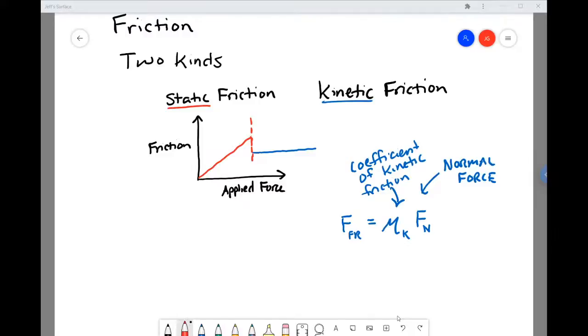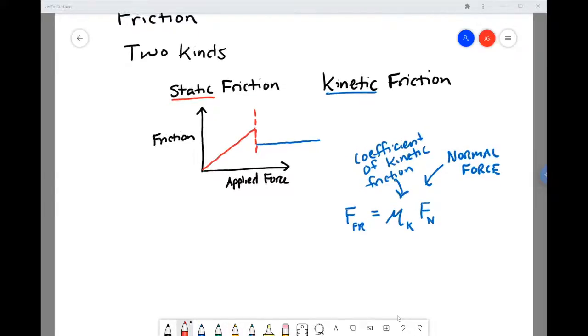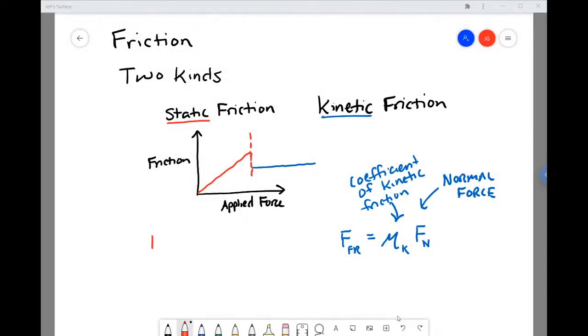Okay, so what about static friction? Well, it turns out that the force law for static friction is very similar, except there's a different coefficient, mu sub s, the coefficient of static friction.